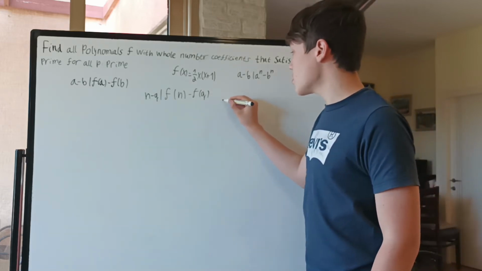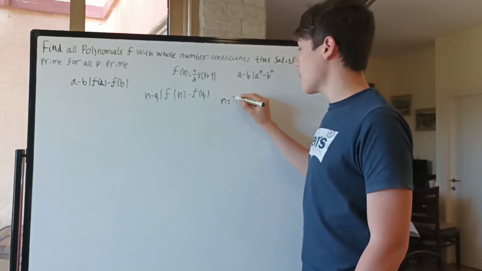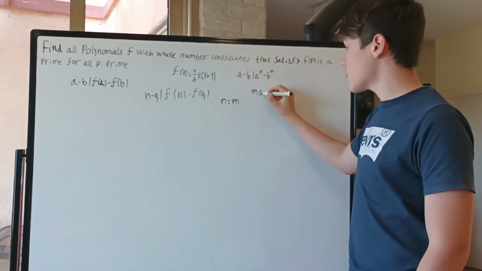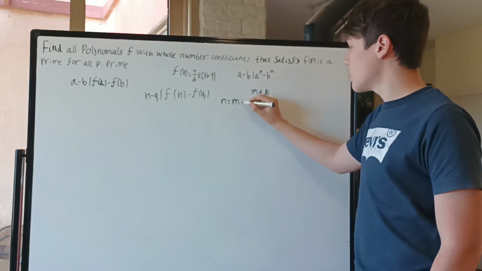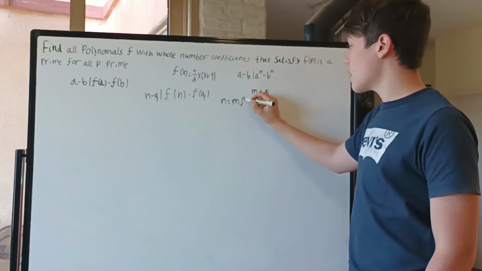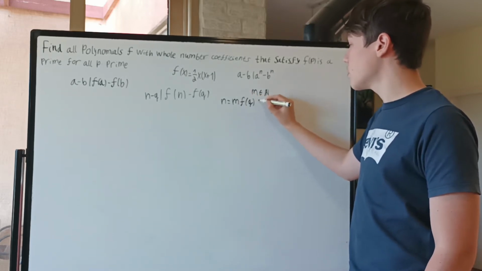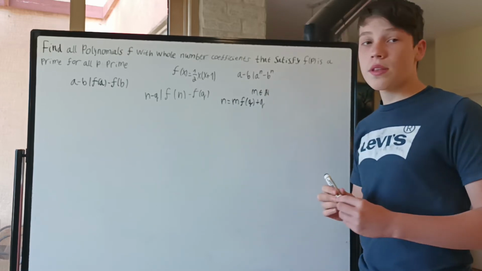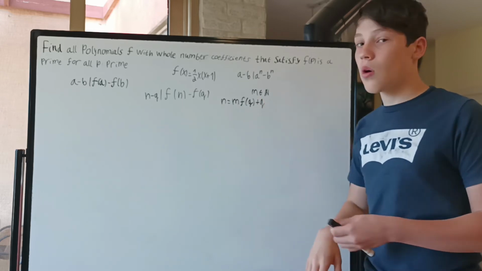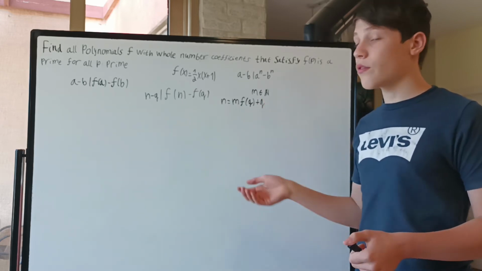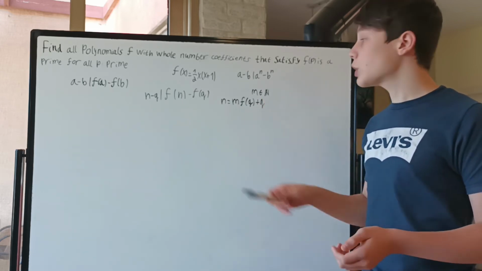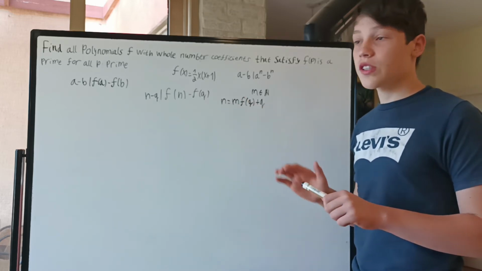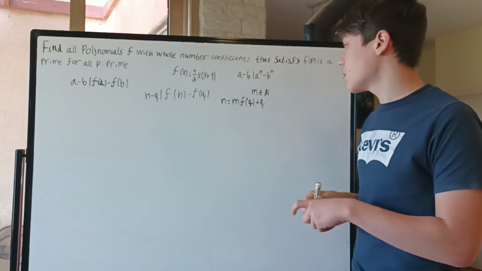I'm going to choose n to be some natural number m, so m is a natural number, times f of q plus q. Now this would obviously not give a whole number result for every whole number m, but we're just testing here because you will see that this general thing works for half of what we want to do.